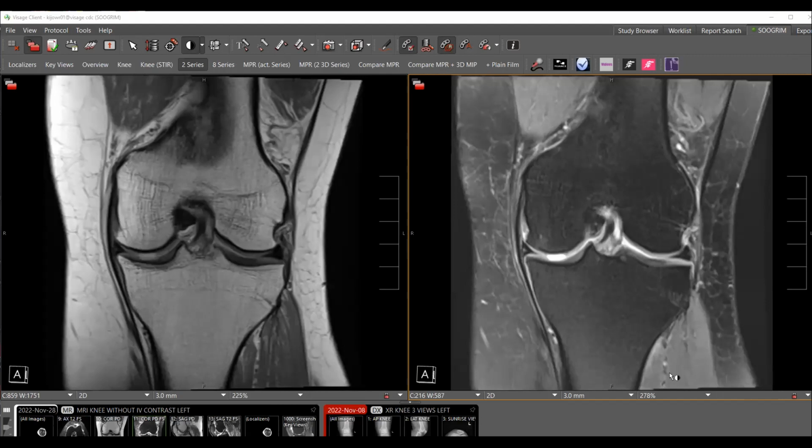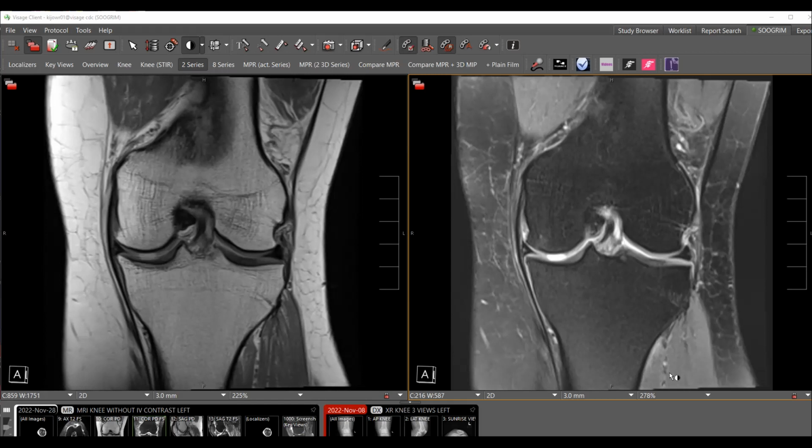Now, this case example illustrates a degenerative focal cartilage defect. I would describe this as a focal full thickness cartilage defect on the central weight bearing surface of the medial femoral condyle and a deep partial thickness cartilage defect on the central weight bearing surface of the medial tibial plateau.